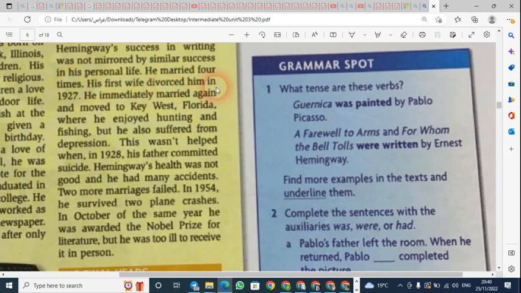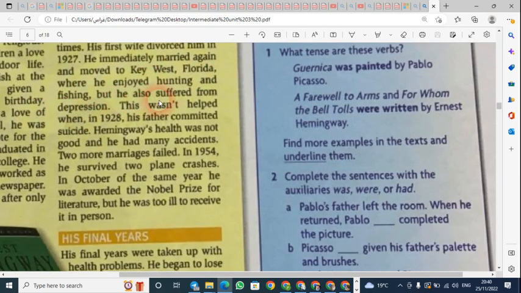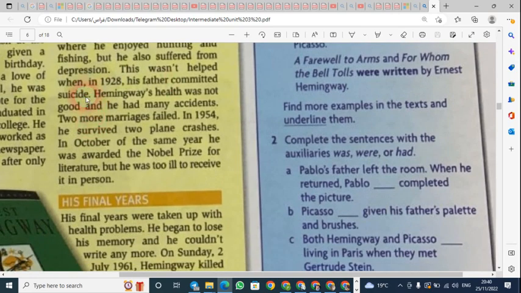His first wife divorced him in 1927. He immediately married again and moved to Key West, Florida, where he enjoyed hunting and fishing. But he also suffered from depression. This wasn't helped when, in 1928, his father committed suicide, killed himself.